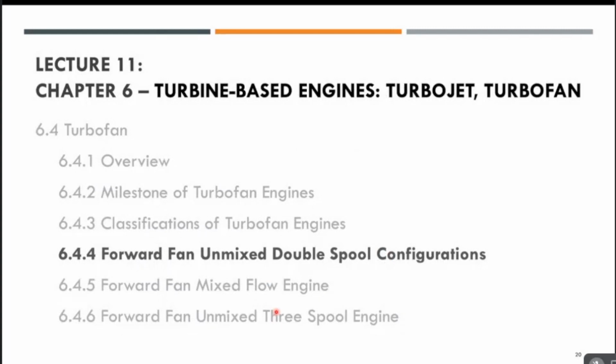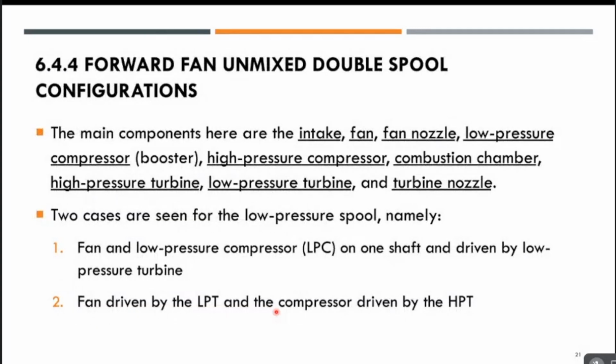Let us go into 6.4.4, the forward fan unmixed double spool configuration. For the main components here, for forward fan, you can refer back to the classification just now, where the alternative is the aft fan. It is unmixed; there is another category, mixed hot and cold flow. We also have double spool, not single, not triple. This is a configuration of double spool.